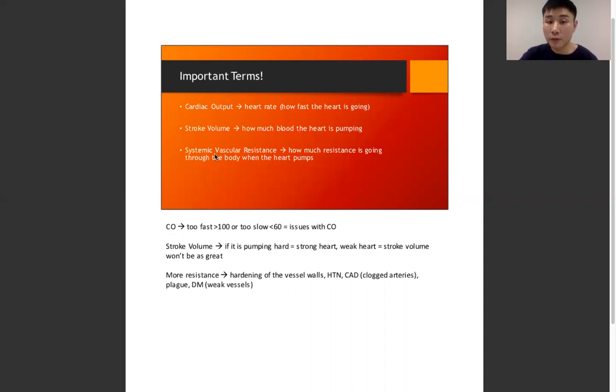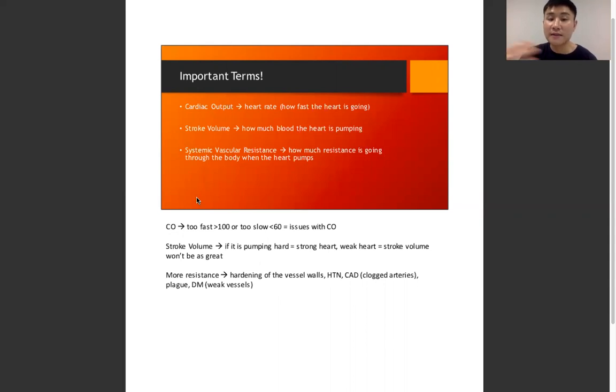Next, we have stroke volume. Stroke volume is how much blood the heart is pumping. So it's similar to cardiac output, but it's more about how strong and how effective the contractility of the heart is. If it's pumping hard, that means the heart is strong. A weak heart means the stroke volume won't be as great. So it's more about the contractility of the heart, whereas cardiac output is more associated with how fast or how slow the heart pumps. You guys following so far? So that's the difference between the cardiac output and the stroke volume.